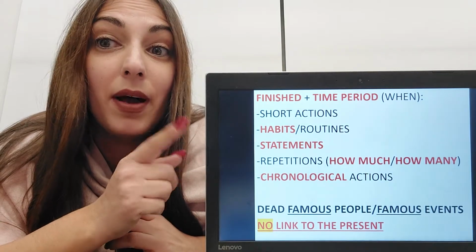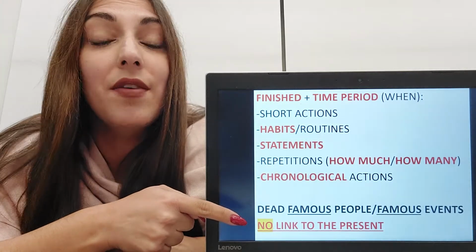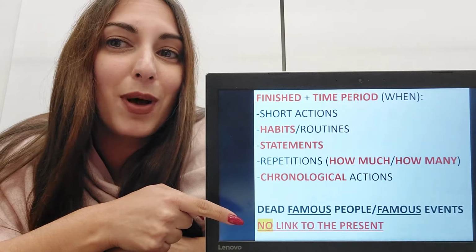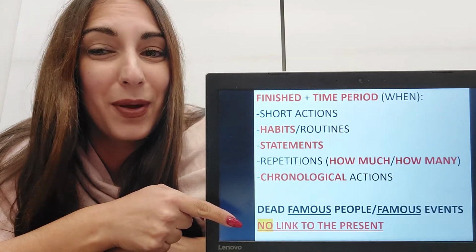But remember, there is no link to the present whatsoever. So if something happened in the past and it's kind of important now, you wouldn't really use past simple, and I'll show you later what you can use instead of past simple for this, okay?